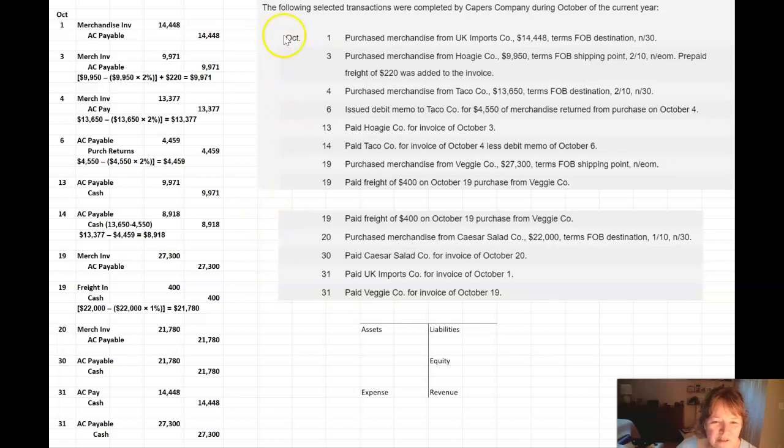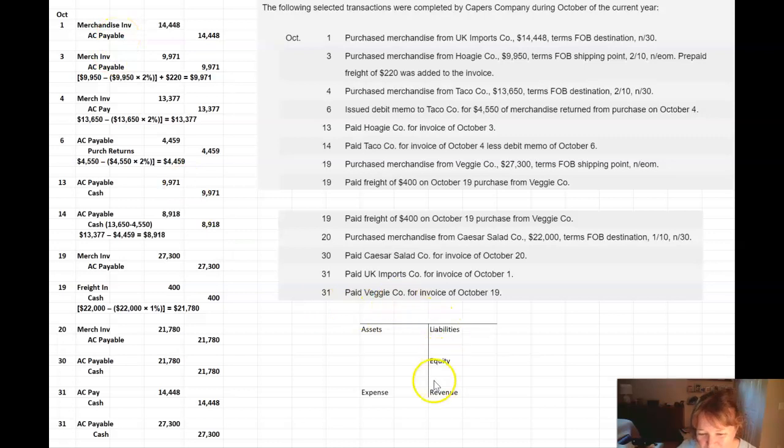So this first one is October 1st. We purchased merchandise from UK Imports. There's the amount, 14,448. Terms FOB destination, okay, so free on board destination. And the important part right here is net 30. So the net amount of the invoice is due in 30 days with no discount. So we simply have what we call a debit, but just think of it as increasing inventory, increasing the payable.